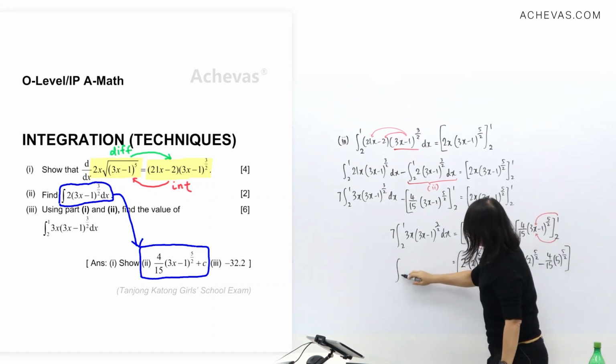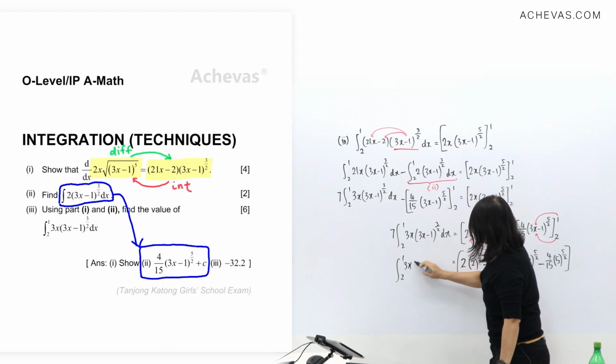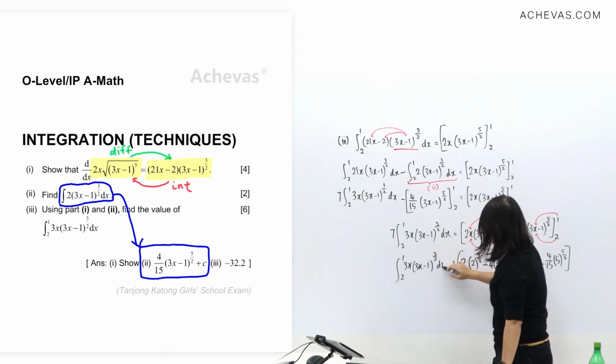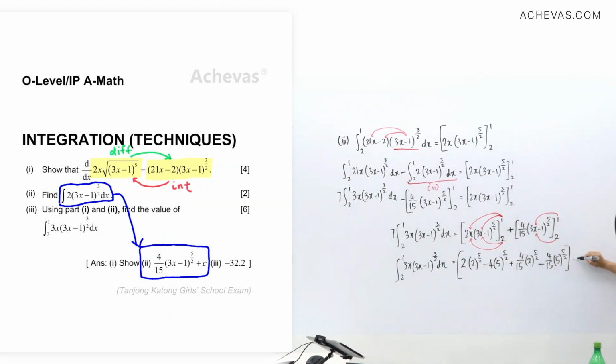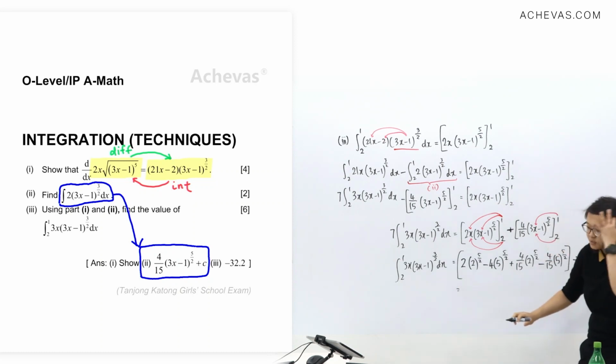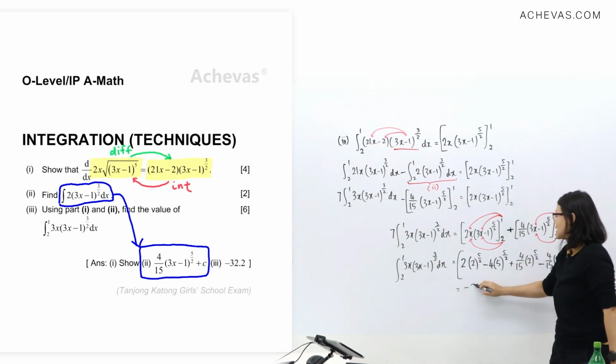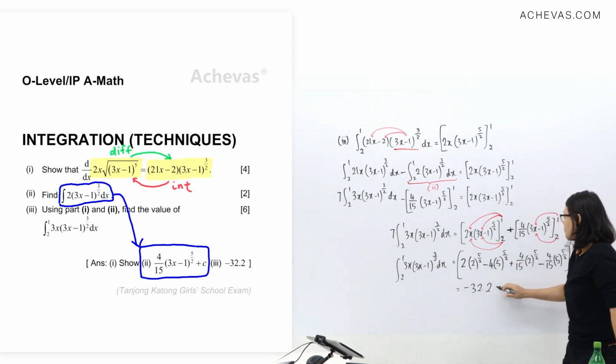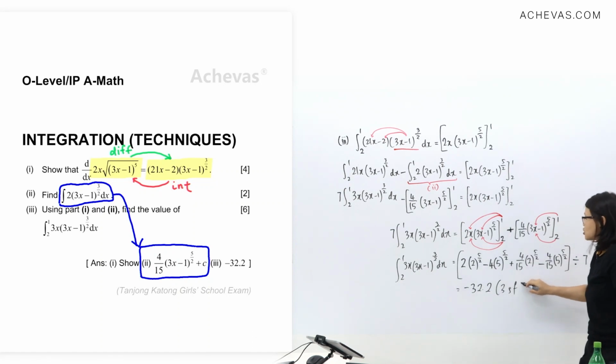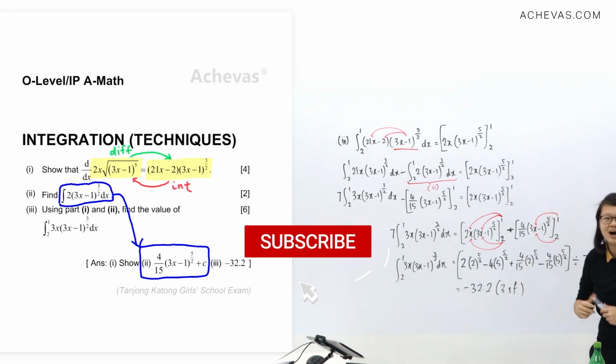So on the left hand side, I'm going to move away the 7 to the right. So what you will see here is that I moved it as division. So type the whole thing in your calculator. You should be getting the answer over there, which is negative 32.2 in 3SF. So that's all for our part 3.